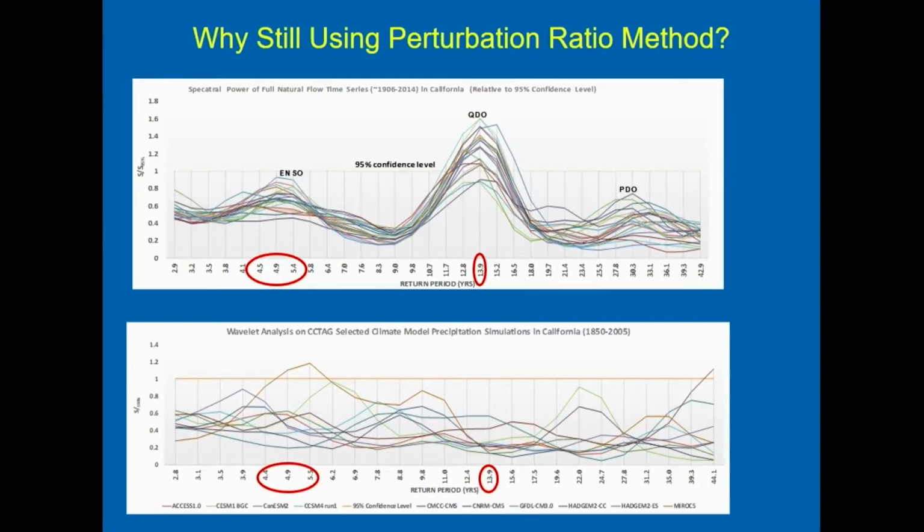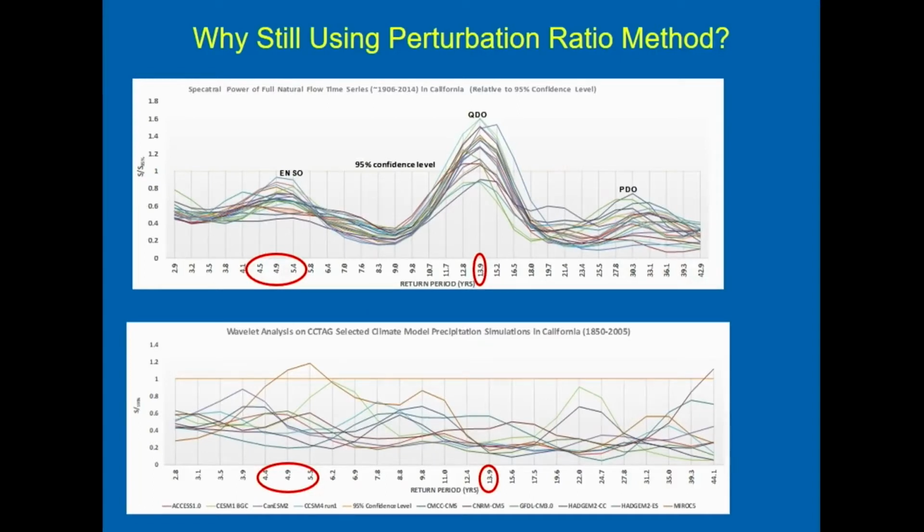for 23 natural flows in California, the entire California. This vertical axis is relative spectral power, relative to the 95% confidence level wave power. And this horizontal axis is the return period. So if it is larger than 1, that means this oscillation or wave is significant. If under 1, it is not significant.